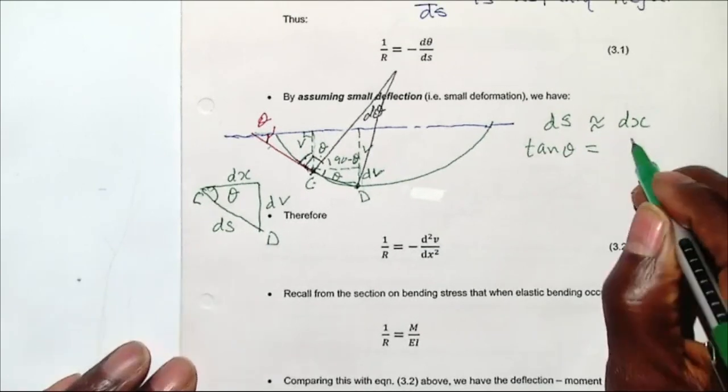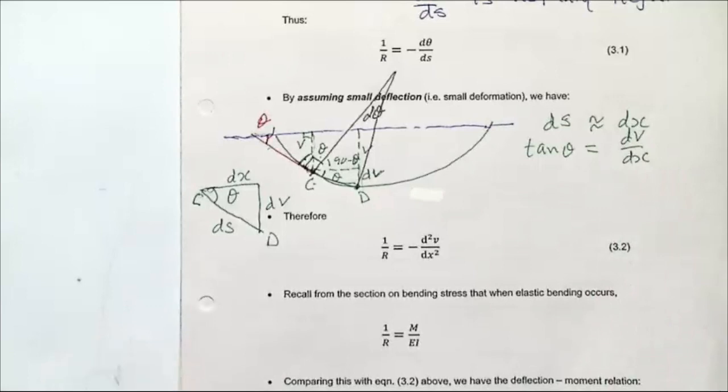So we have dv over dx. Remember, we're trying to find v. V is the magnitude of the downward movement. At the point, we want to relate that to the magnitude of the load, which is coming from our bending moment. So we have tan theta equals dv over dx. But if we are dealing with very small deformation, that angle theta will be very small because the deformation is not very large. So what is tan of a very small angle?